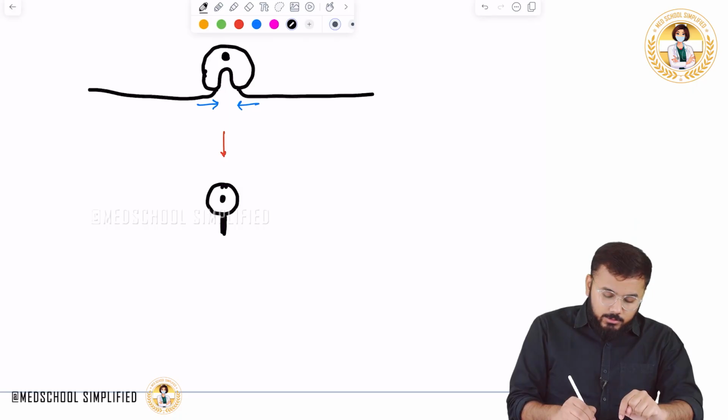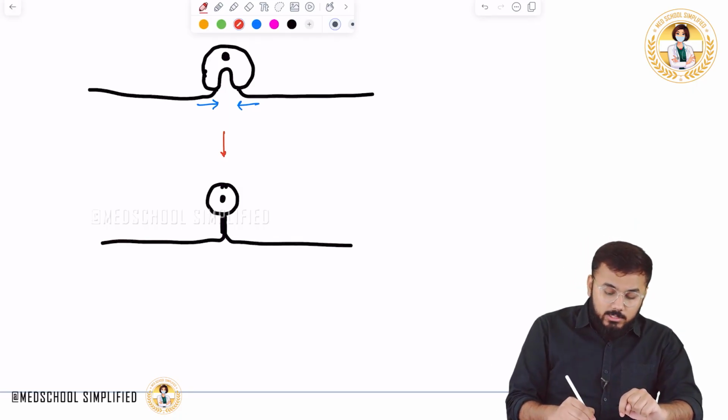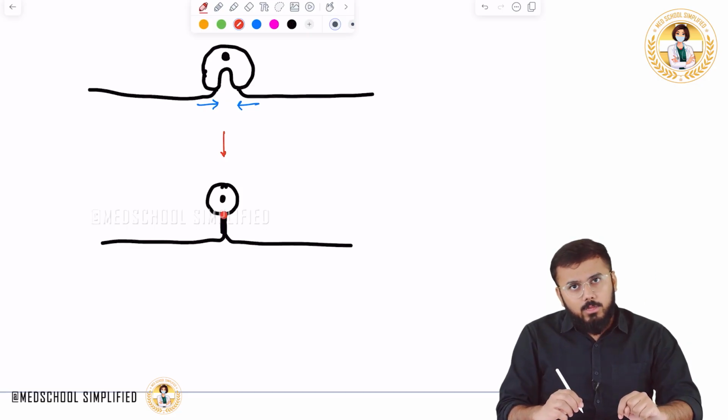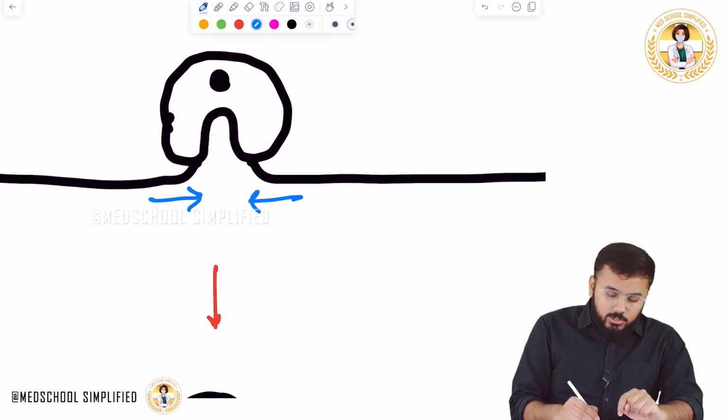This is how it forms. This is how it forms, right? Now tell me, what is this neuron over here? This is a unipolar neuron, right? And what about this depression? See, you see this structure over here.